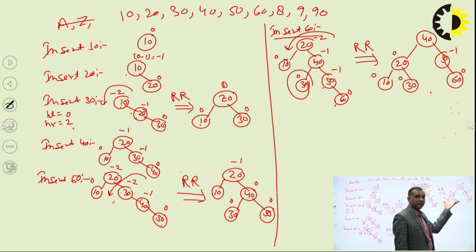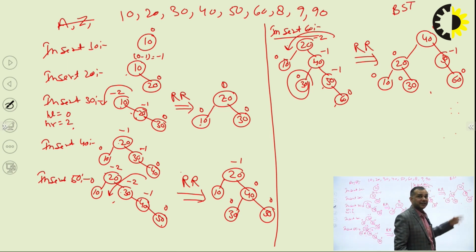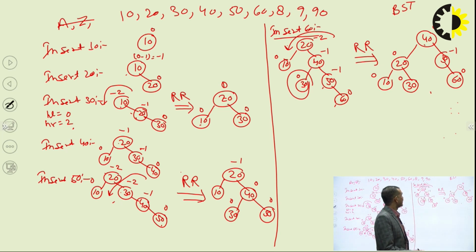Clear. Whenever we have to insert, we follow the BST property, that is the binary search property. In the binary search property, every node satisfies that a smaller value goes on the left side, and a larger value goes on the right side. Okay. Now we have to insert the value 8.